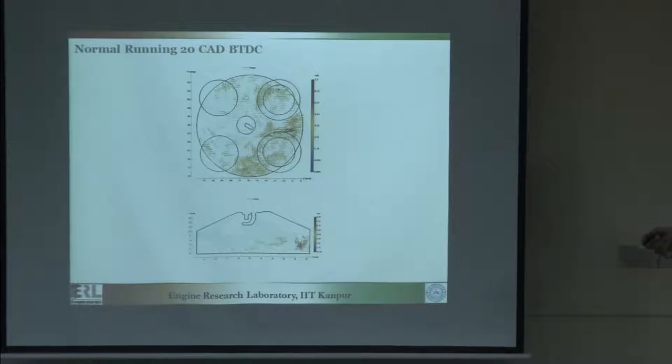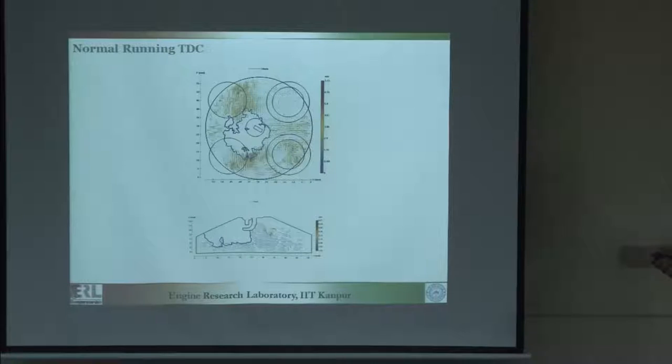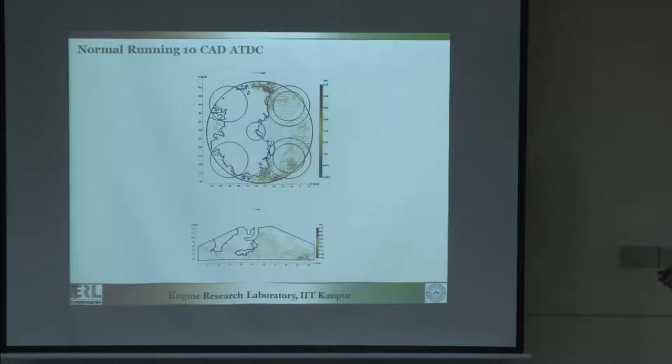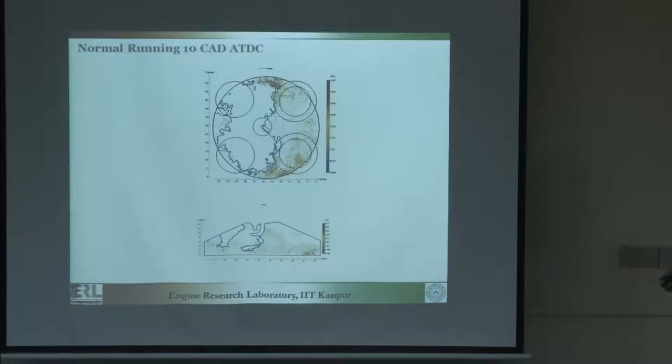These are two actual separate events, and we are assuming that they are the same, although there will be some cyclic variability. This is the intake port, so you can see there is a lot of movement and velocity vectors around this area, and this was the zone in which there was a lot of movement. This is TDC, this is 10 degrees ATDC, 20 degrees ATDC.